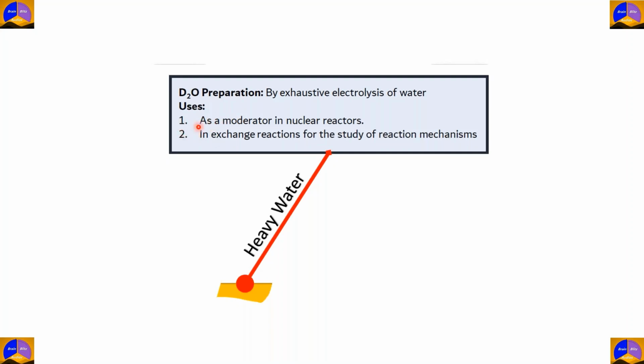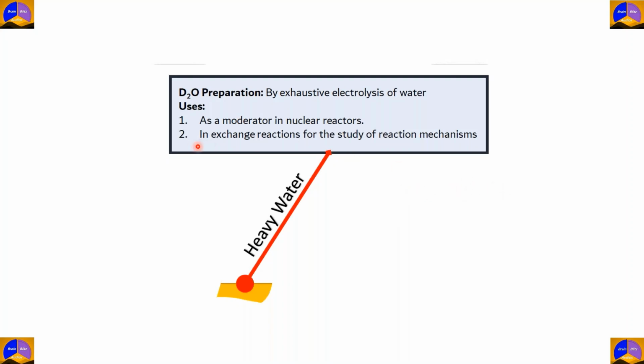The first is as a moderator in nuclear reactions. Now, in nuclear fission, neutrons move at blinding speed. So when you use heavy water, you moderate their speed so that the reaction stays controlled.